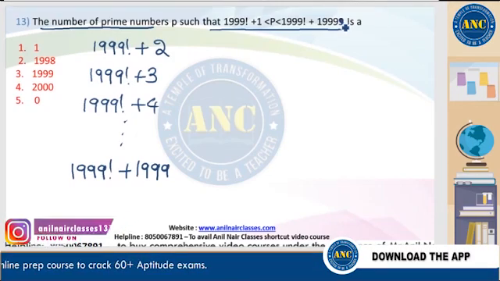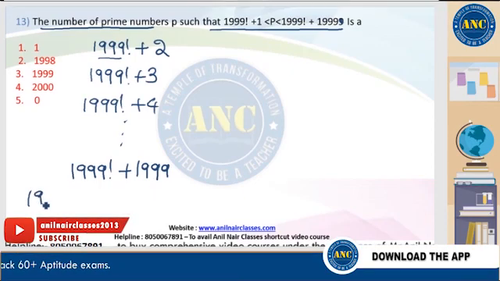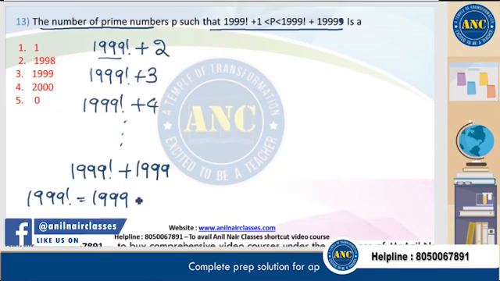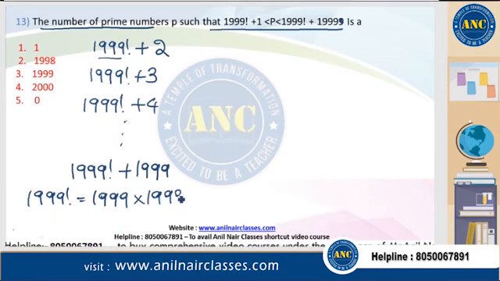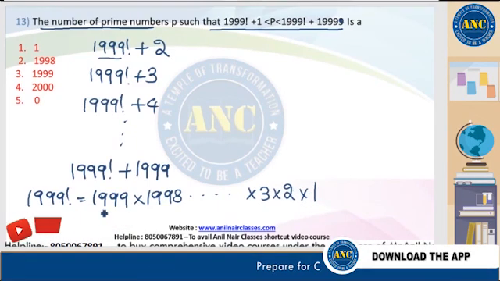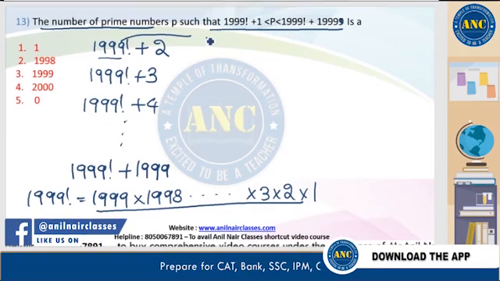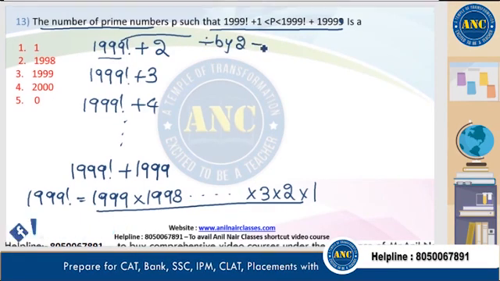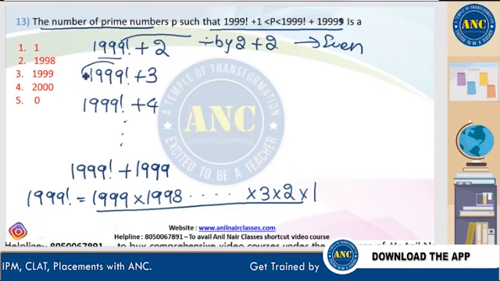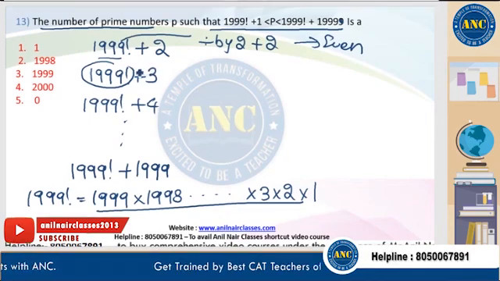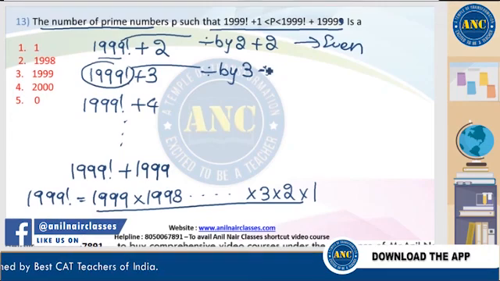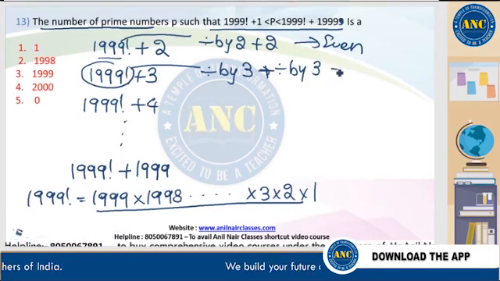Now if you see, same thing, 1999 factorial, just similar to the previous question. Many students thought that it's a difficult question, but actually it's an easy question. 1999 factorial is 1999 times 1998, and so on up to 3 times 2 times 1. Same approach. This is divisible by 2, plus 2, so the answer is an even number. It is not possible. 1999 factorial contains 3. This is divisible by 3, 3 is also divisible by 3. The answer is divisible by 3.